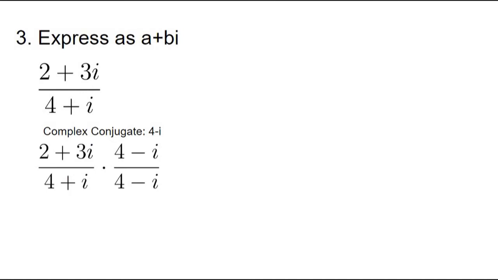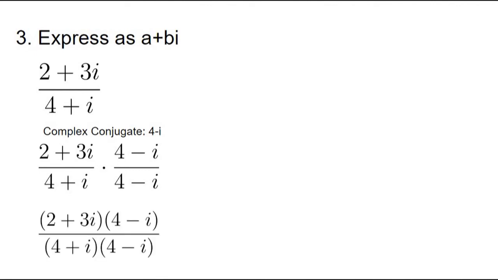Multiplying top and bottom by 4 - i lets us keep our equation just about the same, since we are multiplying by just 1. Anytime we multiply by 1, we haven't really done anything to our expression. We do have to multiply both top and bottom, and this just turns out to be the same as our previous question, where we're multiplying two complex numbers. And like before, we're going to FOIL those out.